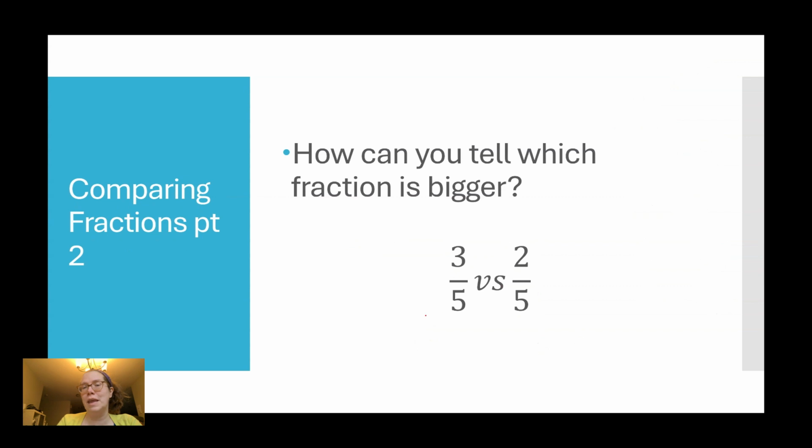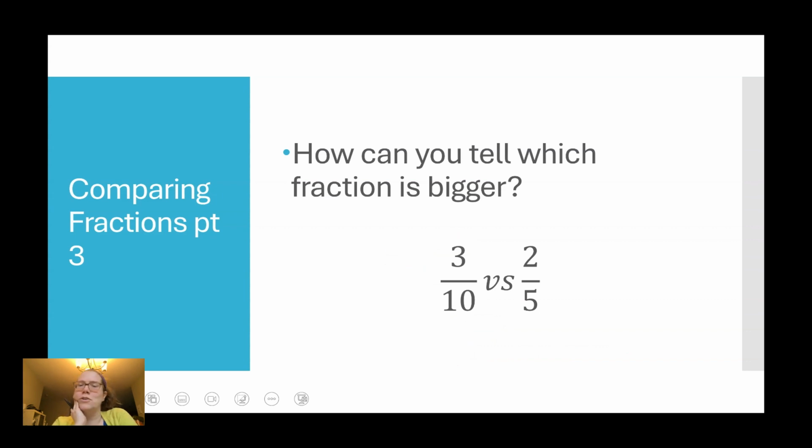If we have the same denominator, my pieces are the same size. So I'm just wondering then, which one is more? And in here, 3/5 is more because I have more pieces. They're all the same size though, because they have the same denominator.